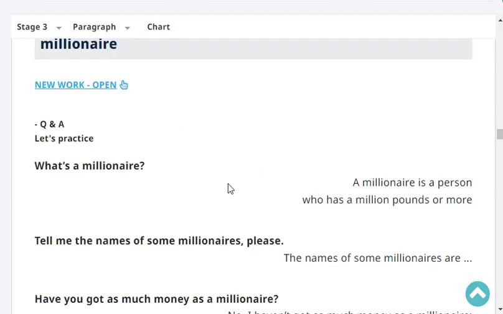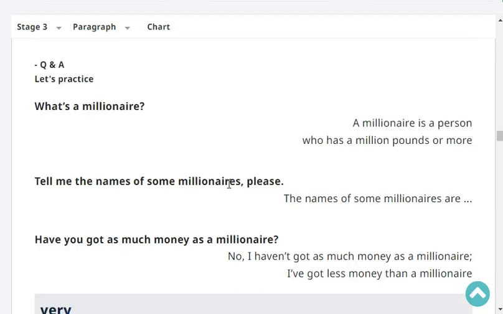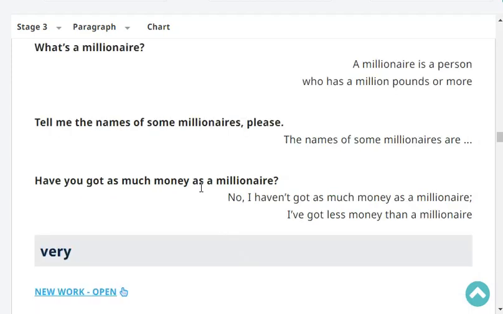What's a millionaire? A millionaire is a person who has a million pounds or more. Very good. Tell me the names of some millionaires, please. The names of some millionaires are Bill Gates, Elon Musk, etc.